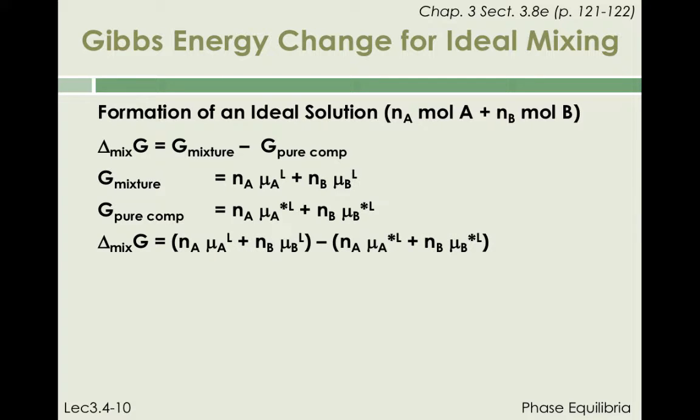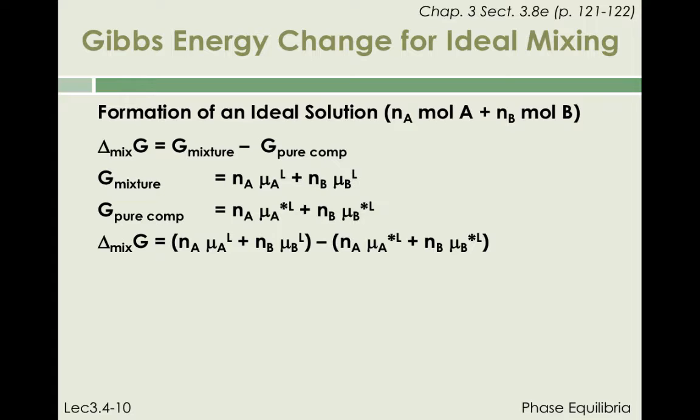Combining the last three equations, we can write delta mixing G equals Na mu A liquid plus Nb mu B liquid minus Na mu A star liquid plus Nb mu B star liquid.